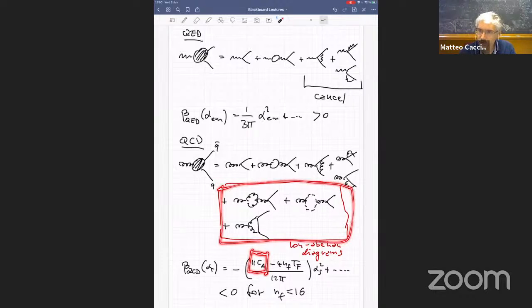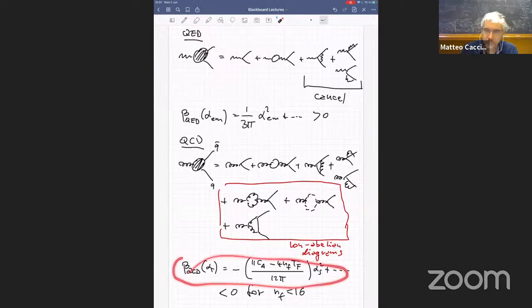These ones here, okay? Almost. Here there is also a Ca, but let's forget about it for a moment. It's not relevant. So this thing is negative. It is negative as long as there are fewer than 16 flavors.